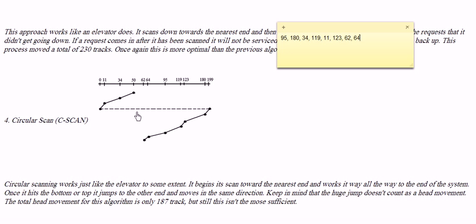Next we move all the way to 199. But we didn't consider this as a head movement. So we are in 199. We move to the next nearest point here, which is 180. From 180 we move to 123, 119, and after that 95, 64, 62, we stop here. So this is the circular scan, or C-scan.